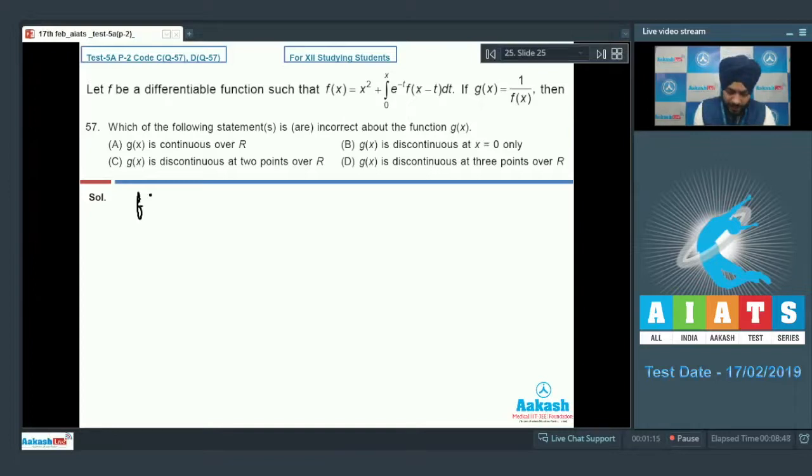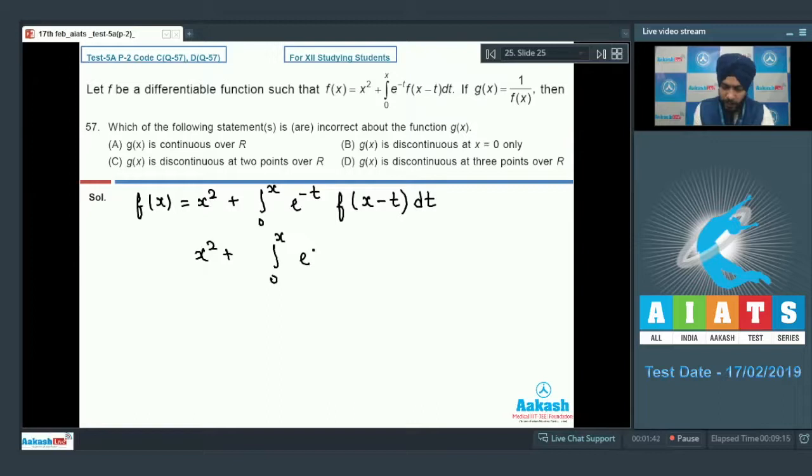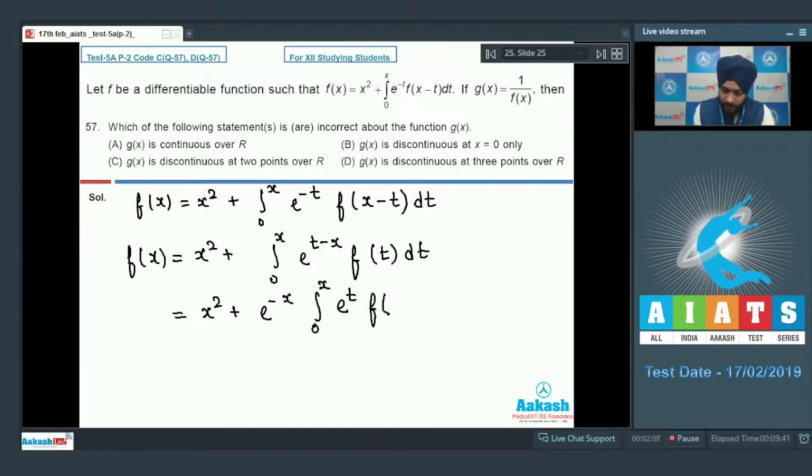So let us start. f of x is x square plus integral 0 to x e raised to the power minus t f of x minus t dt. Students, the integration is with respect to t, so x is a constant here. Let us apply the property a plus b minus x in this integral. So we have x square plus integral 0 to x e raised to the power minus of (x minus t), so that means t minus x, f of x minus t, so f of t dt. That means f of x is further written as x square plus e raised to the power minus x into integral 0 to x e raised to the power t f of t dt, because x is a constant with respect to the integral dt.